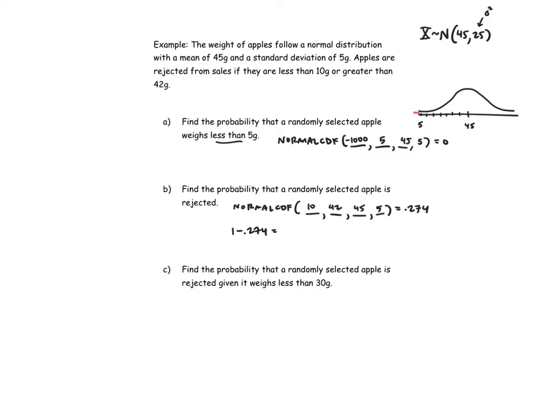Okay, if I take 1 minus that, I get a 72.6% chance that the apples get rejected. Okay.